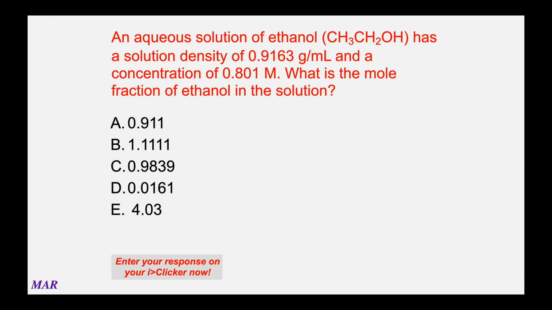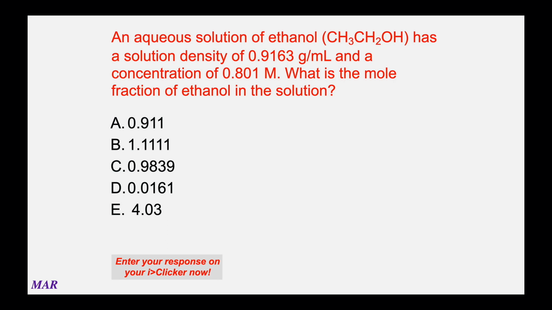So 0.801 moles of ethanol times the molar mass will give you the grams of ethanol. And you can subtract that number from the total mass of solution to find the grams of water, the solvent. And from grams of water, you can go to moles of water. So mole fraction of ethanol will be moles of ethanol, 0.801, divided by moles of ethanol plus moles of water.